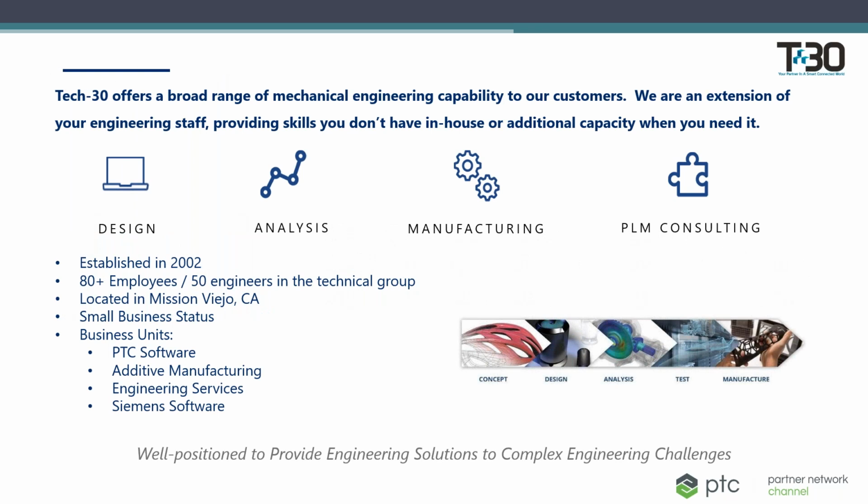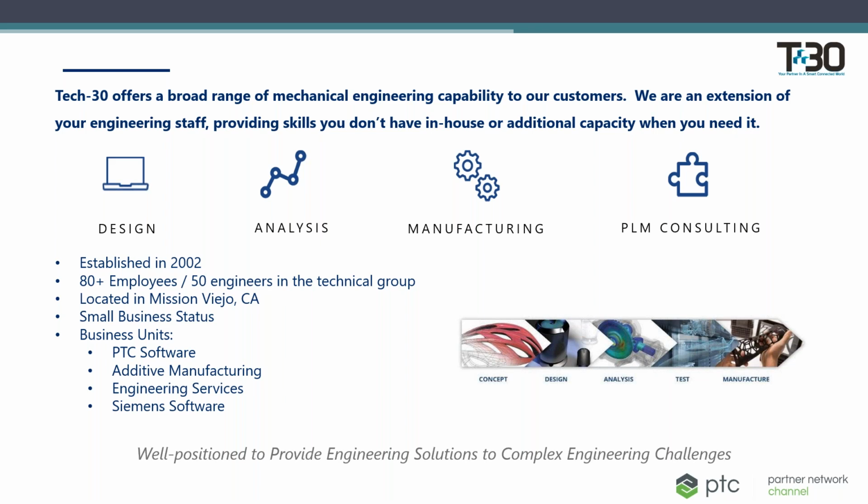So the company was established in 2002. We currently have over 80 employees, most of them being engineers. We have 50 engineers. Our headquarters is in Mission Viejo, California, but we're distributed around the U.S. to meet the needs of our customers. I'm located in the Boston, Massachusetts area, and Tech30 does have a small business status as well as 4 business units. First of all, we have the PTC software. We also represent a number of companies for 3D printing and additive manufacturing. We do engineering services, and we also support Siemens software.